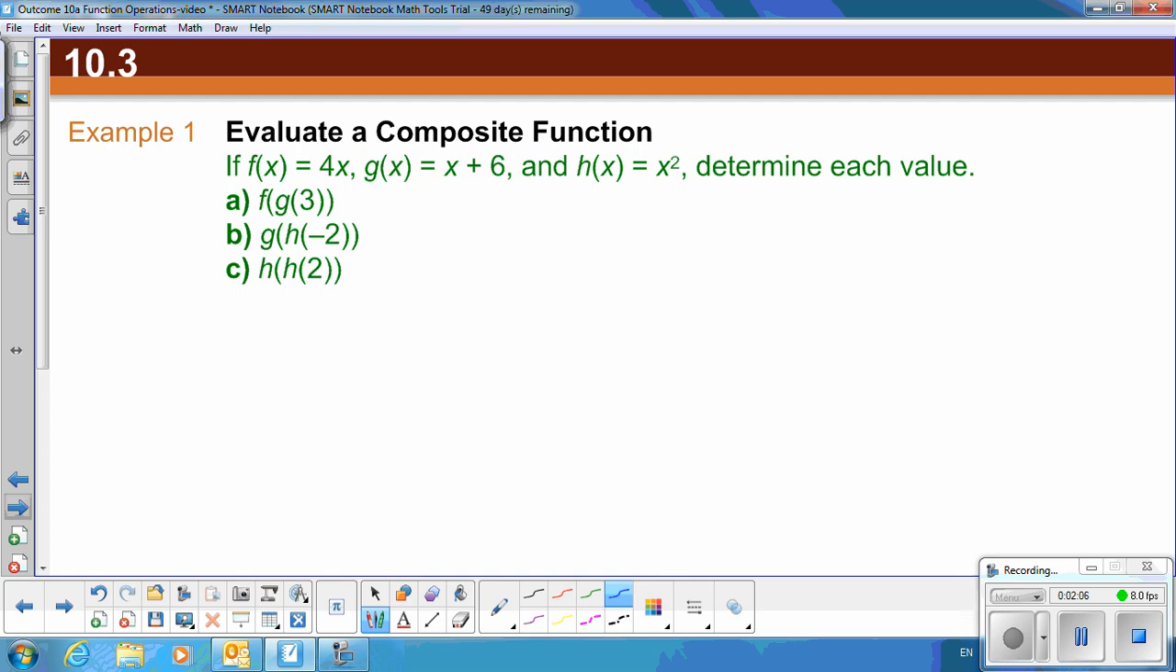Okay, evaluate a composite function. If f of x equals 4x, g of x equals x plus 6, and h of x equals x squared, determine each value. Now in this case where we're asked to determine each value, we can do it a couple of different ways. I think that the easiest way is to actually evaluate g at 3 first. So if we do that, we're going to substitute in 3 for x in g of x. We end up with 3 plus 6, which is 9. We're then going to take this answer of what our function g is equal to and substitute it into function f.